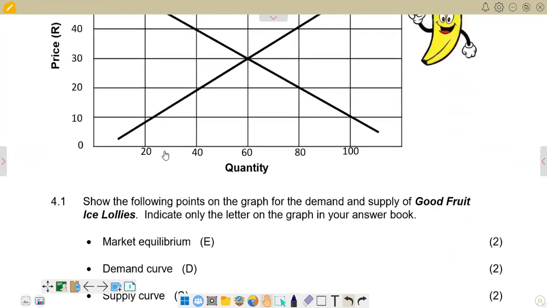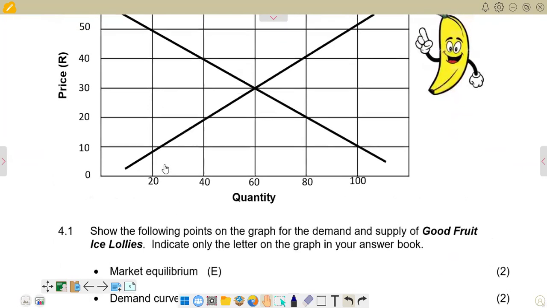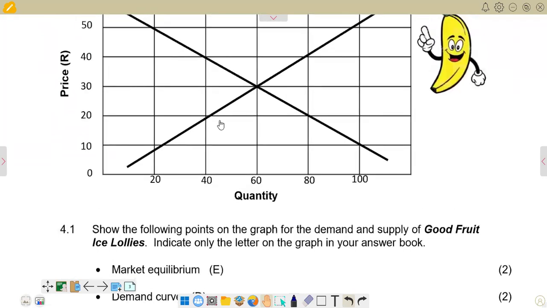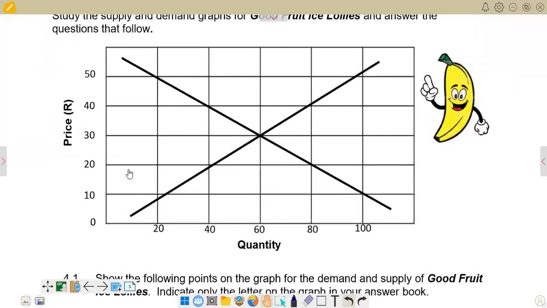Remember, market equilibrium is when the supply of goods is equal to demand. On the graph we have a demand curve and a supply curve. So let's start by identifying which one is the supply curve and which one is the demand curve. Let's start with the supply curve.